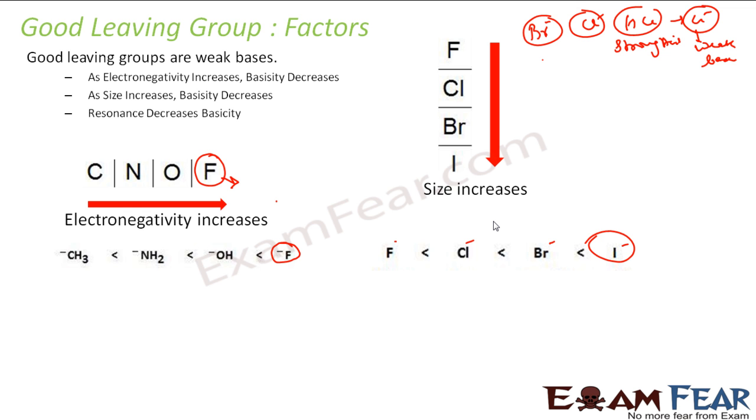Resonance decreases the basicity. So if a particular compound has resonance, right, it will be a better leaving group. Correct? So with resonance, the basicity will decrease and it will become a better leaving group.